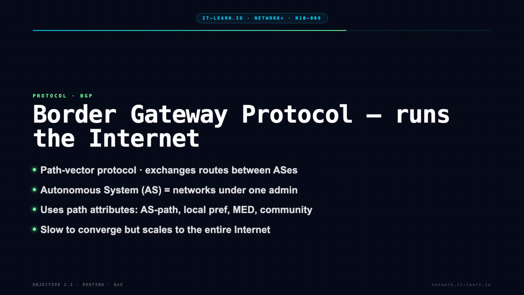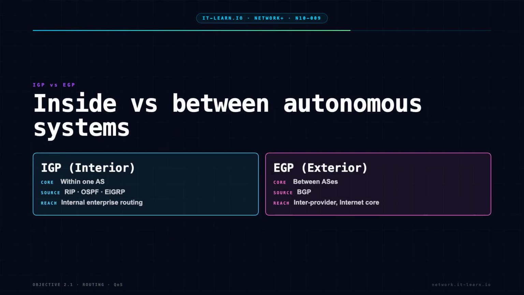VRRP, or Virtual Router Redundancy Protocol, is the open standard equivalent of HSRP and works in a very similar way. GLBP, or Gateway Load Balancing Protocol, is also Cisco proprietary, but it goes a step further by actively load balancing traffic across multiple routers simultaneously instead of keeping standby routers idle.